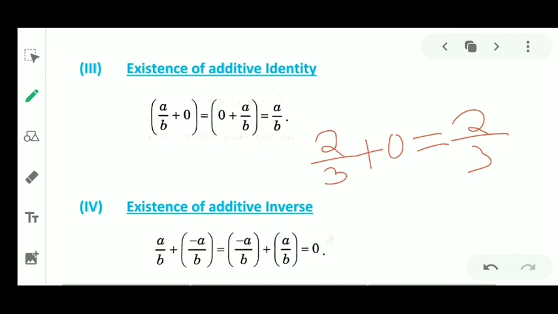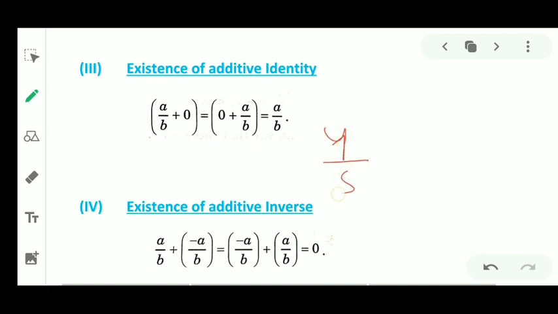Existence of additive inverse. If you add the negative of a rational number to the same rational number, then you will get 0. For example, 4 by 5. If you add the negative of this number, that is minus 4 by 5, to the same rational number, then you will get what? 0, because plus minus will become minus. So 4 by 5 minus 4 by 5 equals 0.